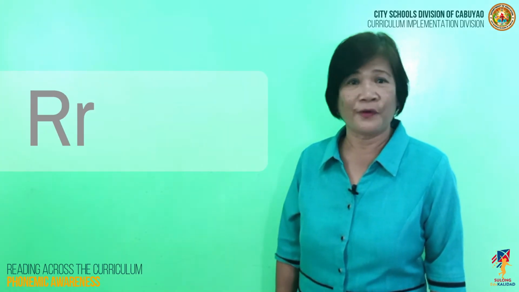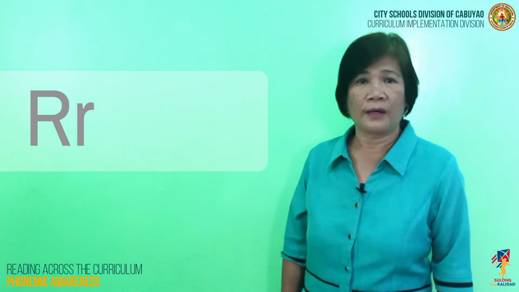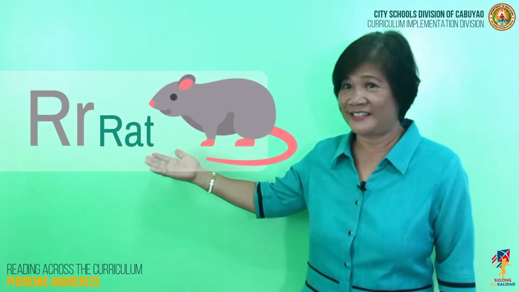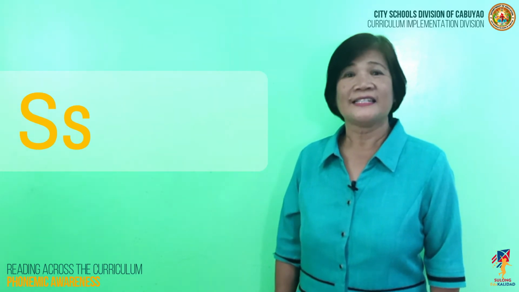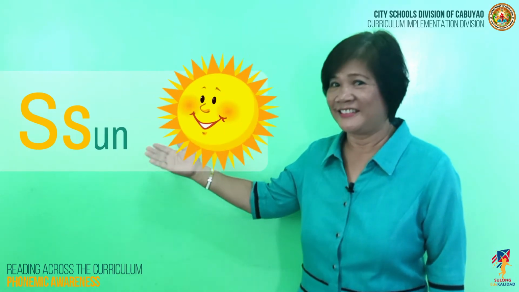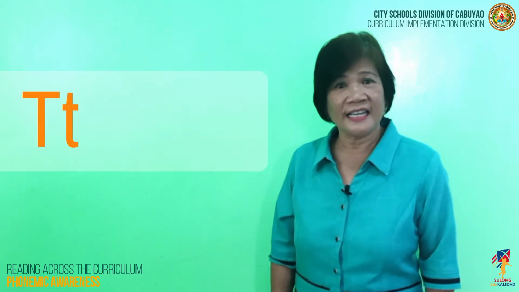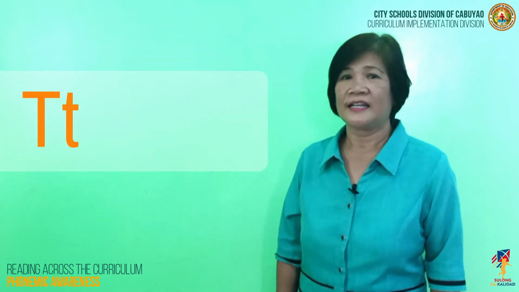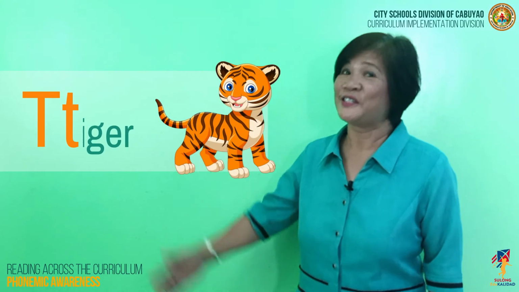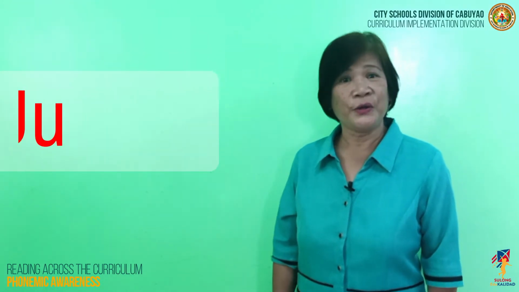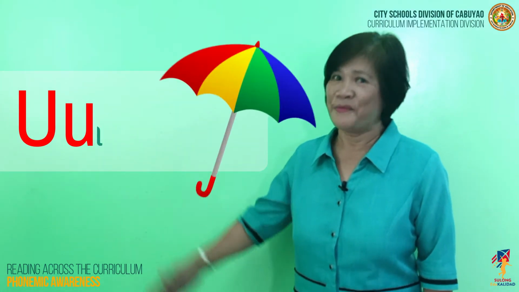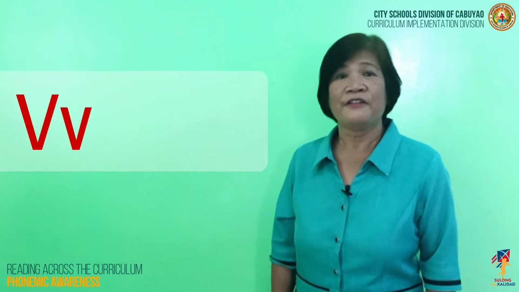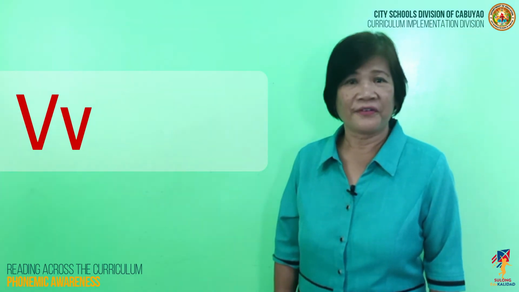R is for rat. S is for sun. T is for tiger. U is for umbrella. V is for van.